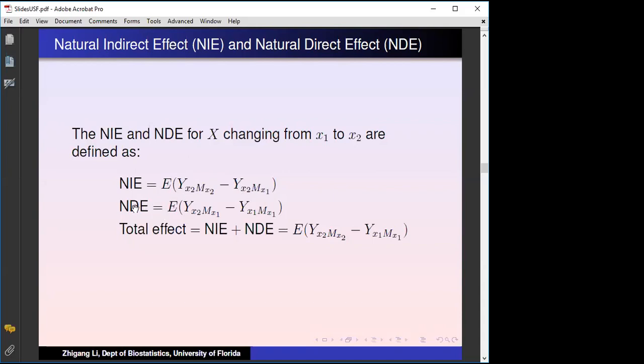And there's also the definition of the direct effect, called the natural direct effect. And of course, the total effect will be equal to the summation of these two. The total effect formula is very easy to understand. It's just the change when the independent variable x changes from x1 to x2. That difference of these two outcomes becomes the total effect of x.